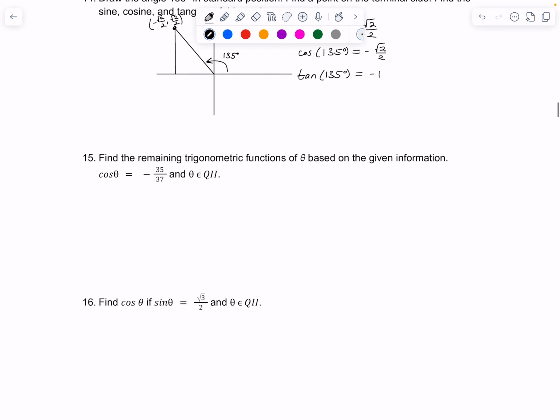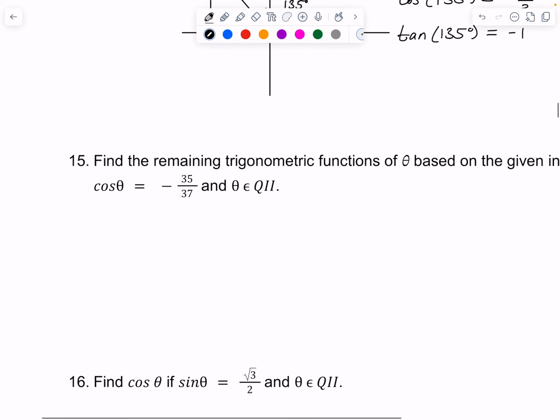Okay, number 15 says find the remaining trigonometric functions of theta based on the given information. We're given cosine, so what I want to do is I want to draw a picture of my triangle. And this is the right orientation because I know my triangle. Well, yeah, I'm actually going to draw it in the unit circle. That was correct, but I'm going to add it to the unit circle because I know it's in quadrant 3.